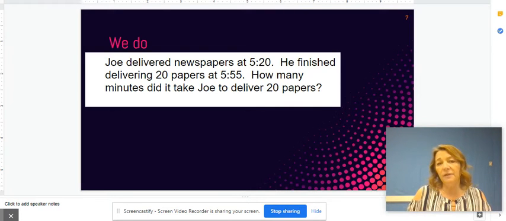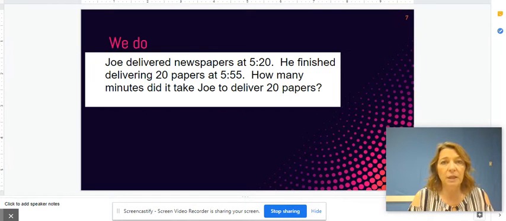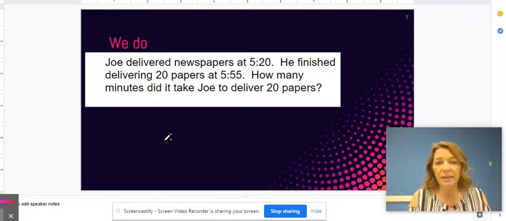So Joe delivered some newspapers at 5:20. He finished delivering 20 papers at 5:55. How many minutes did it take Joe to deliver 20 papers? I want you to pay really close attention because what they're trying to do right here is trick you. And you have to say, you're not going to trick me. What are they doing that's tricky?